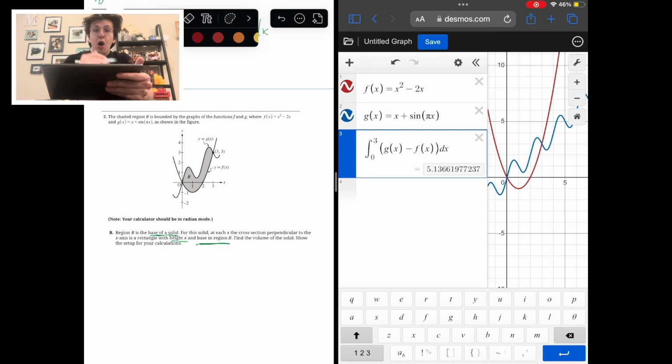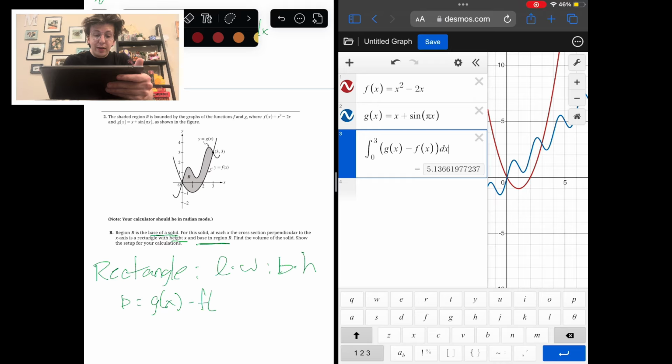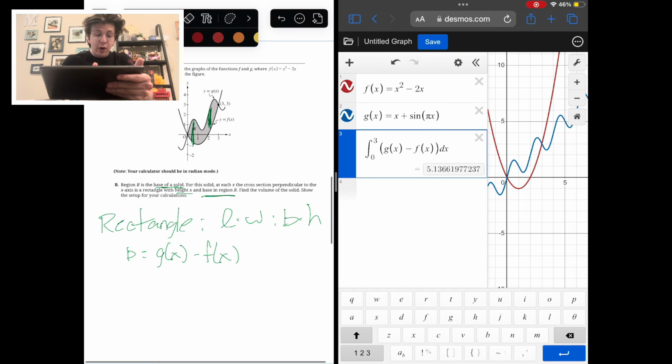Right there, our cross section is going to be a rectangle, so I need to figure out, what is my area of a rectangle? That is length times width, or in our case, I can rewrite that as base times height, because that's what they give us, the base of our rectangle and the height of our rectangle. Now, what is our base in this case? They tell us our base is region R. Region R is given by g of x minus f of x. So if I draw any vertical line there, that is represented by g of x minus f of x. Now our height is also given. Our height is given as x.